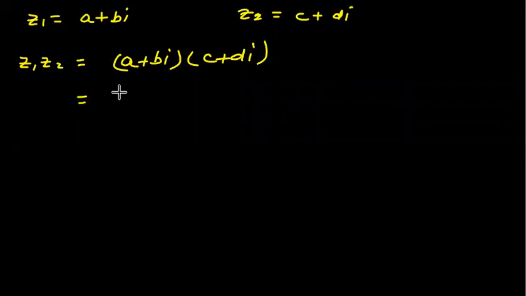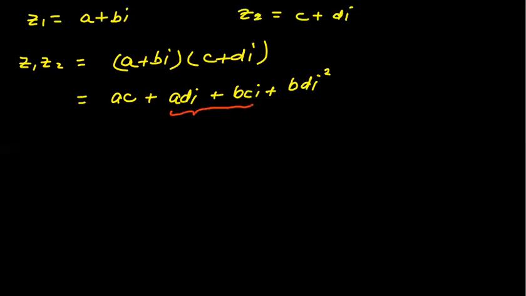So I'm going to have a multiplied by c, and then a multiplied by di, which is going to be adi. And then I'm going to have bi multiplied by c, which is going to be bci. And then I'm going to have bi multiplied by di, which is going to be bdi squared, because it's i times i. And of course, I know that these are like terms because they're both i's, right?